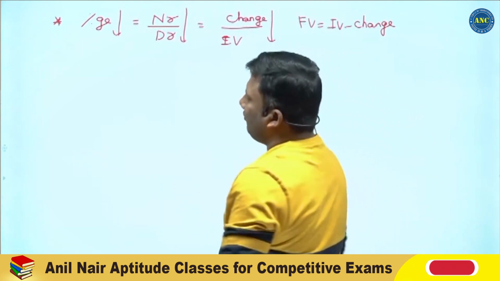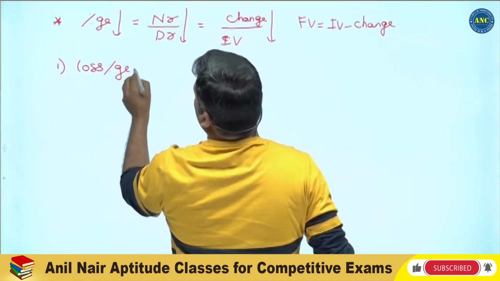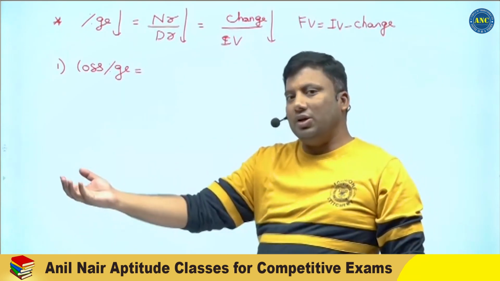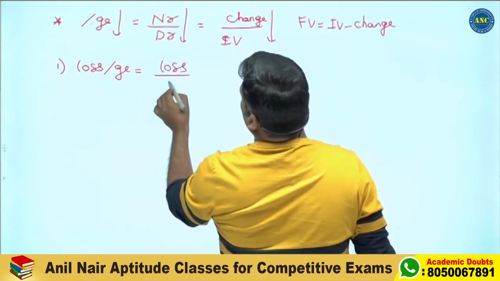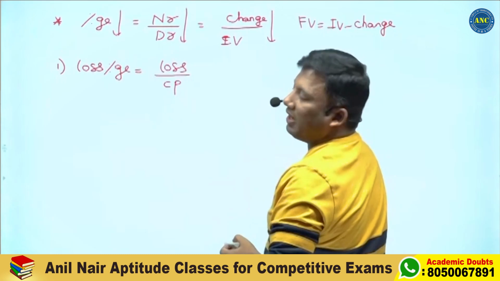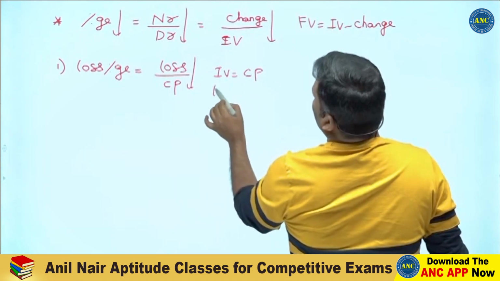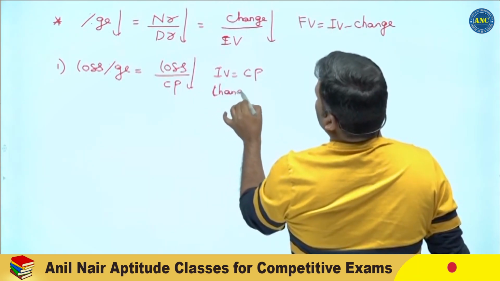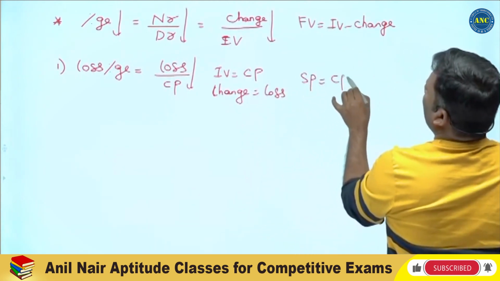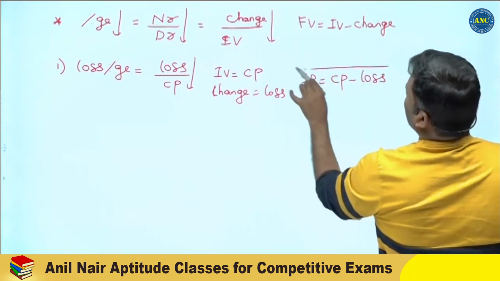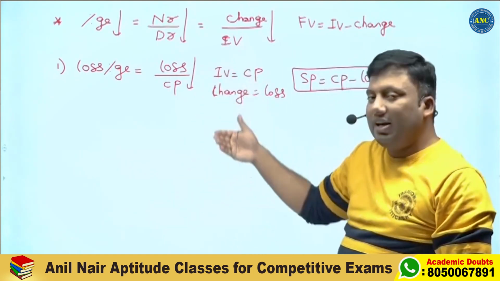key values are given. The first one is loss percentage. I went into a shop, purchased a product at 10 rupees, but while giving it to my friend, I gave it at 8 rupees. So loss by CP. Decrease. Initial value is the cost price. Loss is nothing but the change. Change is negative here. Selling price is equivalent to cost price minus loss. You don't need to remember anything. Just an idea I am giving to you.